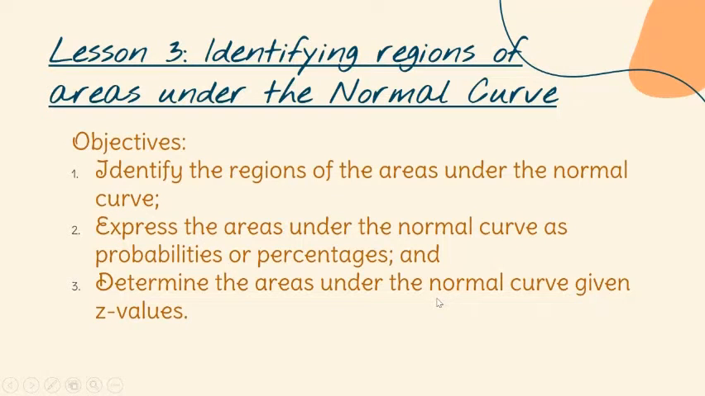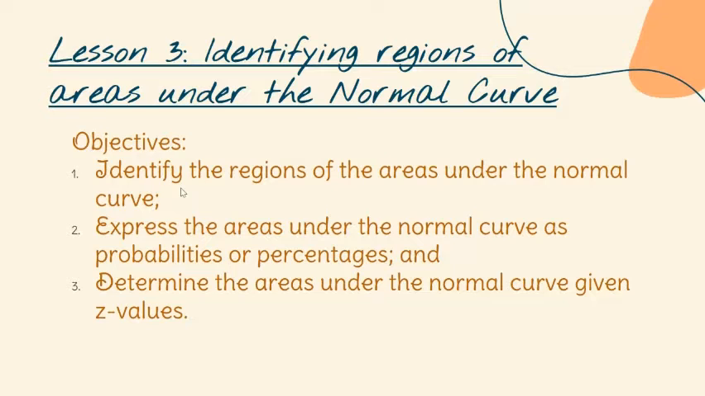We have learned that the area under the curve is 1, so we can make the correspondence between area and probability. We have also learned how to use the z table so that we can identify areas of regions under the normal curve. When we speak of a region under the curve, we are in fact interested in the area of that region. So in our lesson number 3, we are going to identify regions of areas under the normal curve.